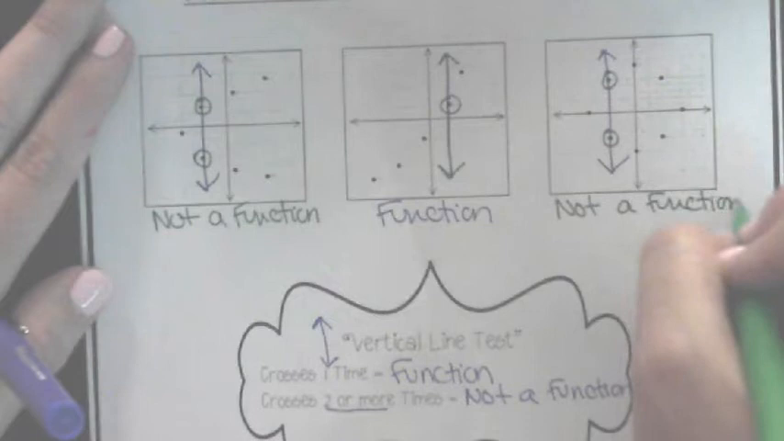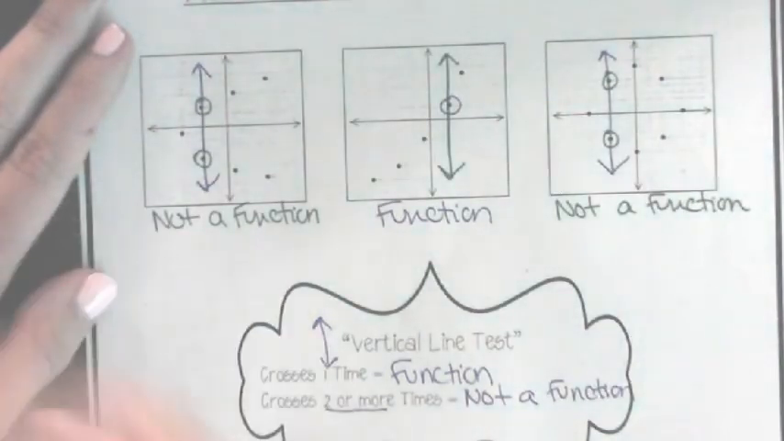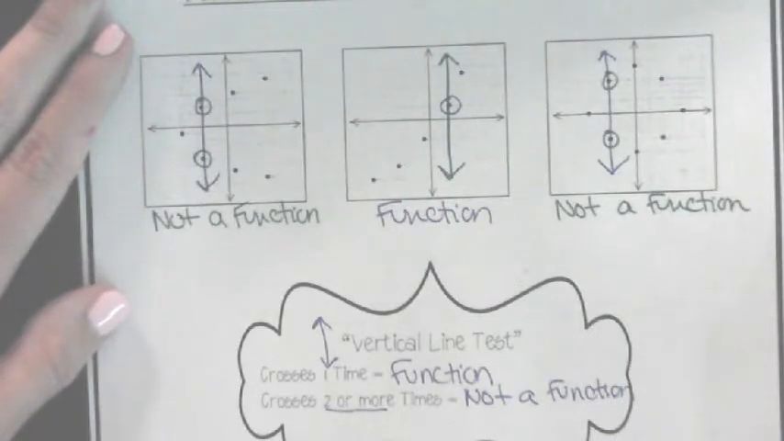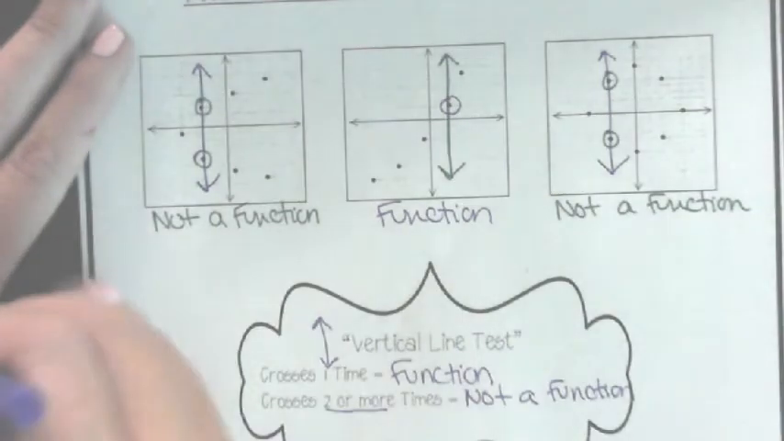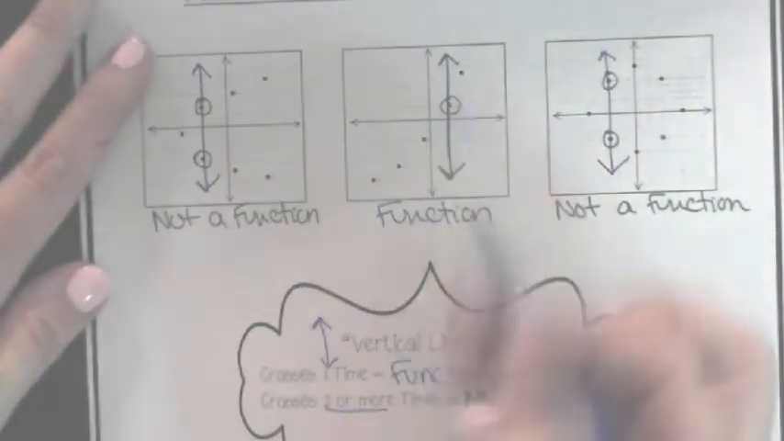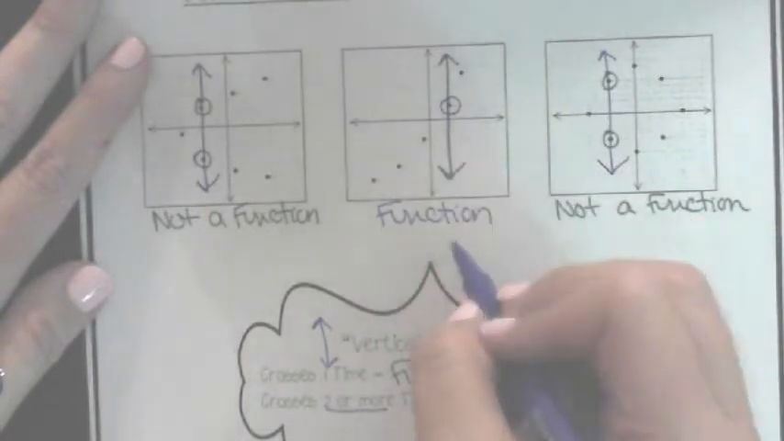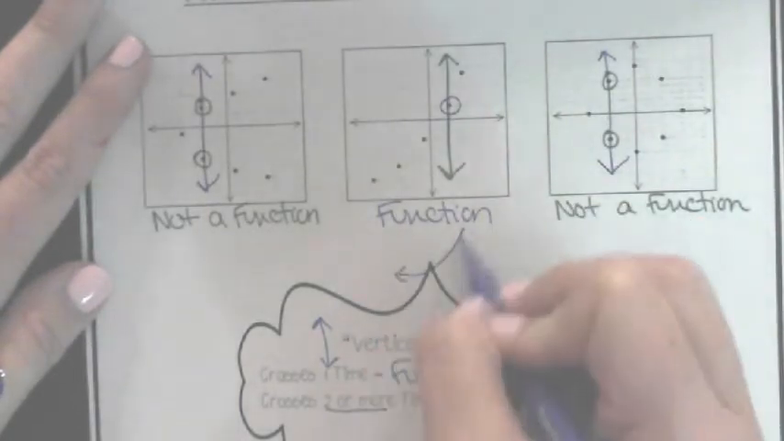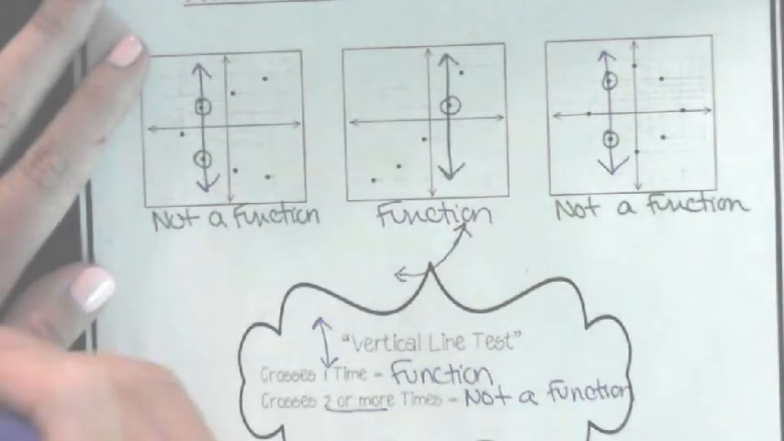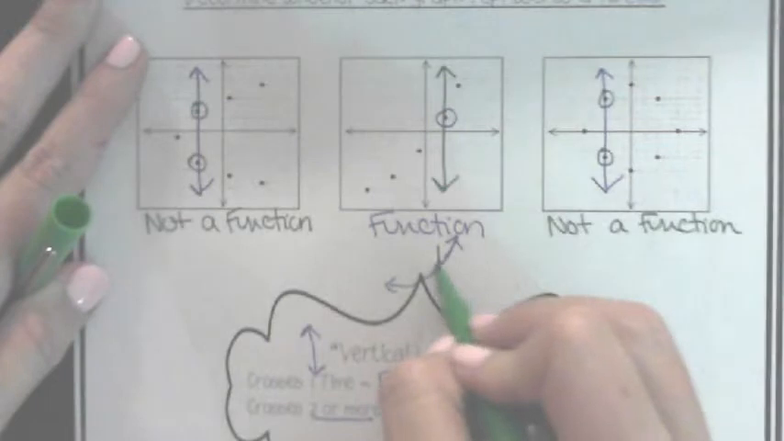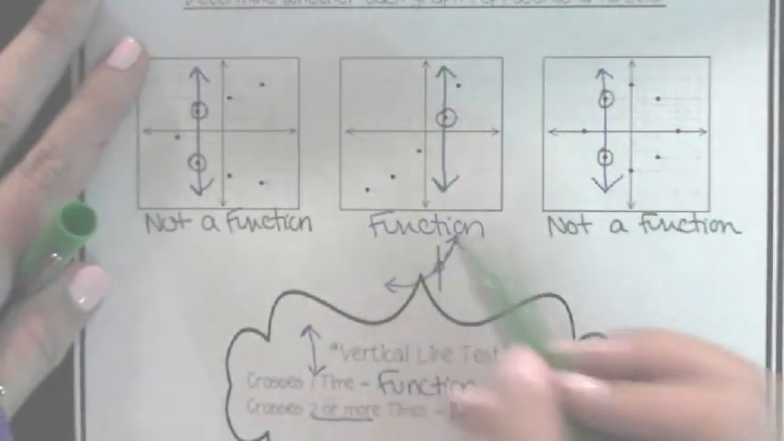Questions about the vertical line test and how to determine if a graph is a function or not? Okay, it is possible that you will see a graph that doesn't just have points, that it actually has one continuous line. That doesn't change the problem. So for example, instead of just having points, it could look something like this. And if we did a vertical line test, it's still just crossing at that one point, so it's still going to be a function.